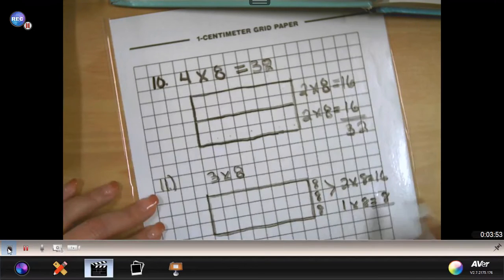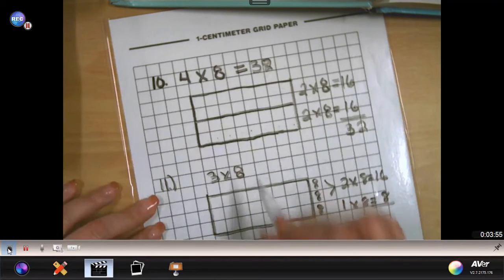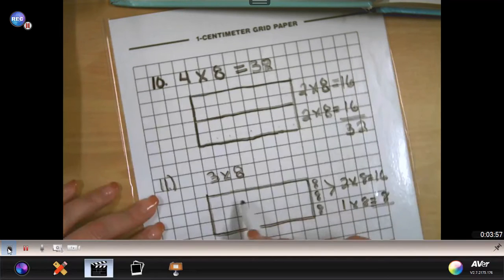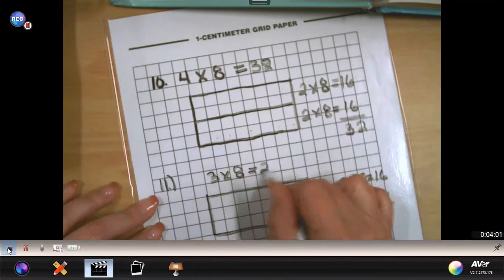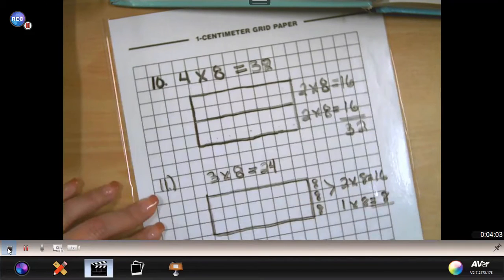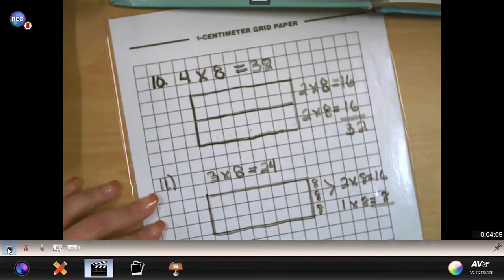And if I put those together, when I add the 16 squares to the 8 squares, I would have 24 squares. There's 24 square units in that array.